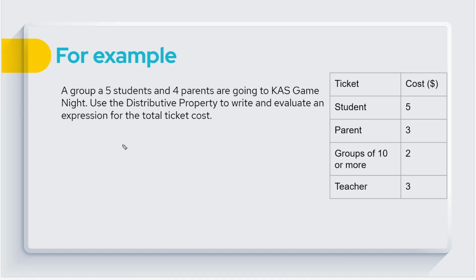For example, let's do an example together. A group of 5 students and 4 parents are going to KAS game night. Use the distributive property to write and evaluate an expression for the total ticket cost. So, how do we know what the total ticket cost is going to be? Well, we know that there's going to be 5 students, right? And the cost for students is $5. We know there's going to be 4 parents. Cost for parents is $3. And groups of 10 or more are $2.